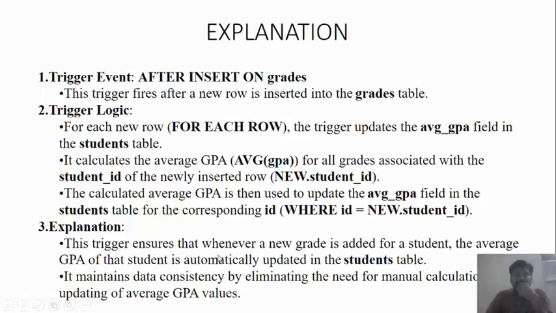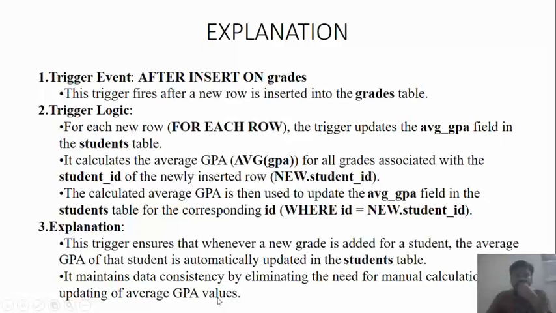This trigger ensures that whenever a new grade is added for the student, the average GPA of the student is automatically updated in the student table. For example, initially the student has got a grade of B. After reevaluation, the student is getting an A. So automatically, when we have given the after trigger, the new marks or GPA will be updated in the student table. It maintains data consistency by eliminating the need for manual calculation and updating of the average GPA value.